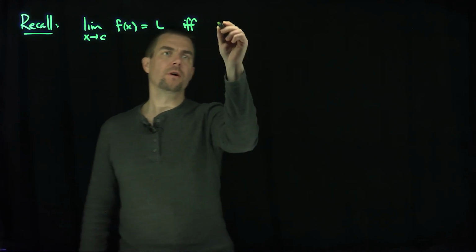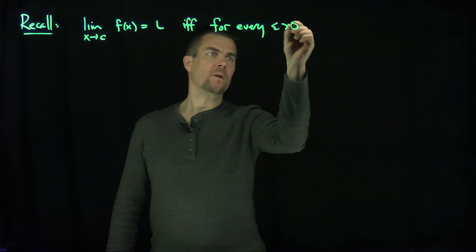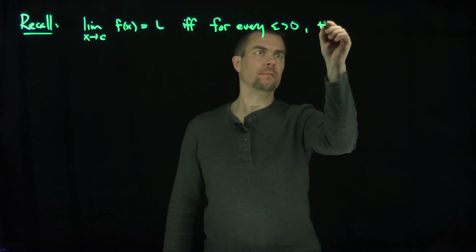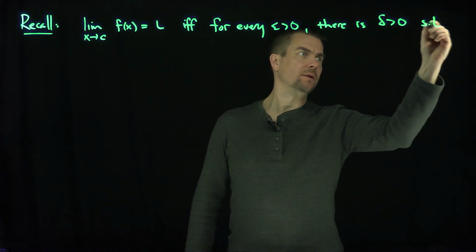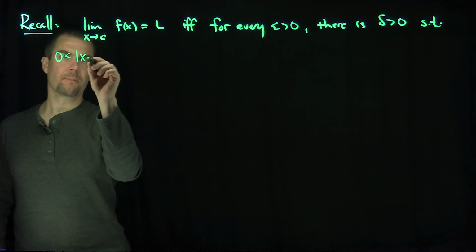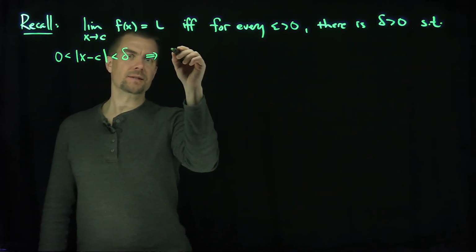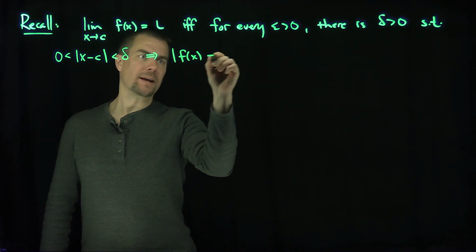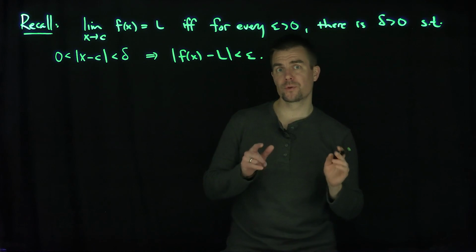if and only if for every epsilon greater than 0 there's a delta such that 0 less than the absolute value of x minus c less than delta implies that the absolute value of f of x minus L is less than epsilon. That's the formal definition of what it means for a limit to exist.